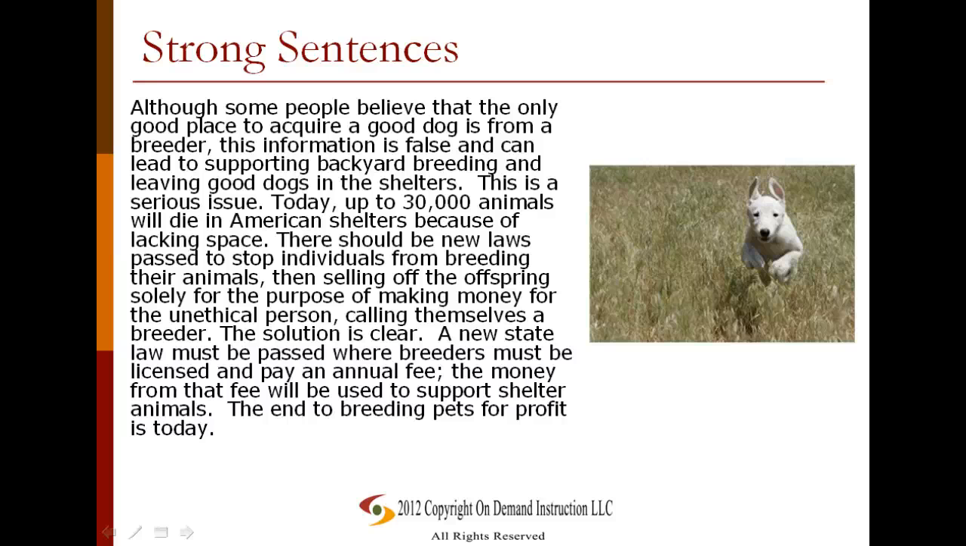A new state law must be passed where breeders must be licensed and pay an annual fee. The money from that fee would be used to support shelter animals. The end to breeding pets for profit is today.